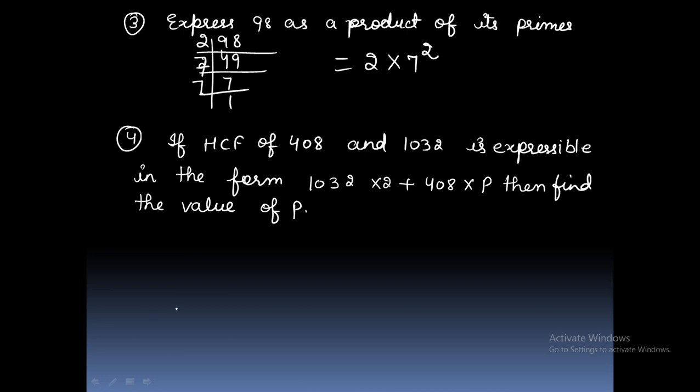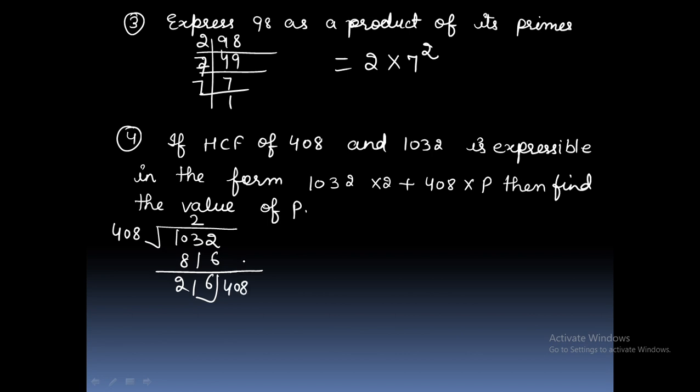This is your answer. Now next question: if the HCF of 408 and 1032 is expressible in this form, then find the value of P. For solving this question, we will first of all find the HCF of 408 and 1032. 1032 divided by 408: 2 is 8, 2 is 16 and 4 2 is 8. 12 minus 6 is 6, 2 minus 1 is 1 and 10 minus 8 is 2.